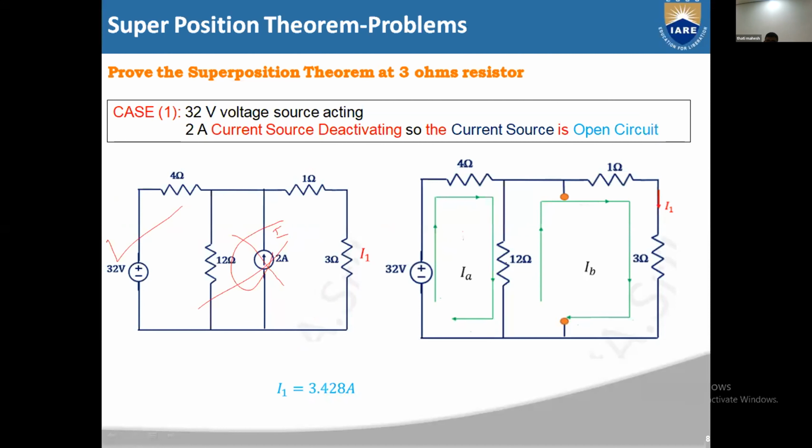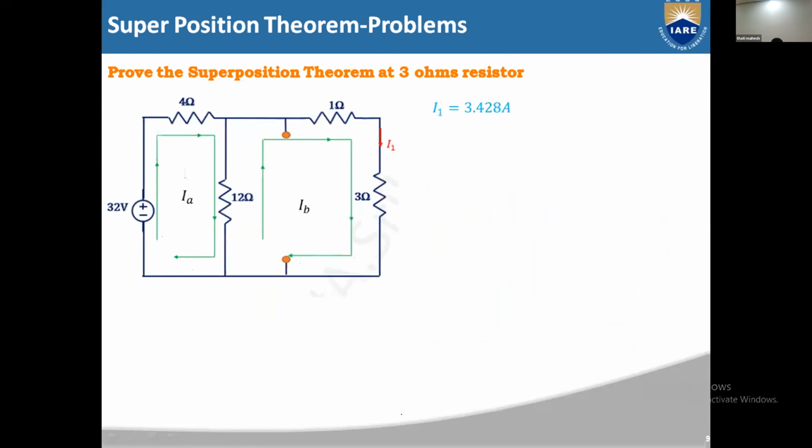When two resistors are in parallel and current is coming in, the current division technique also you have to apply here. All of you understand. So I find out the current I1 value, that is, you got 3.428. This is the first case in the superposition theorem. Go for the second case.